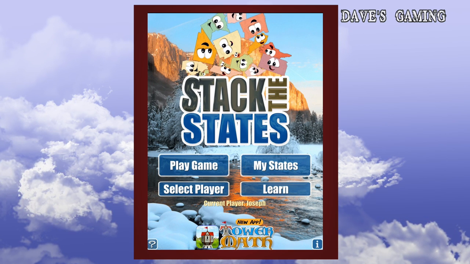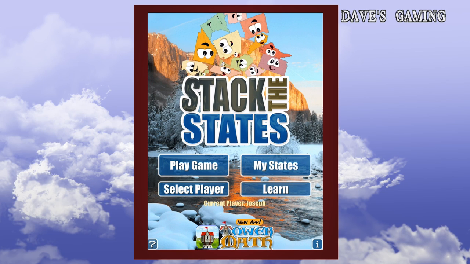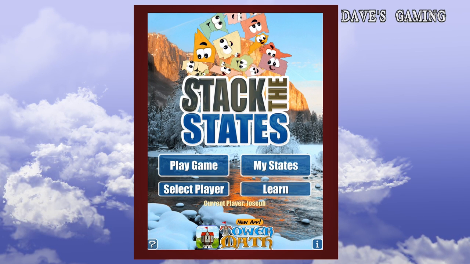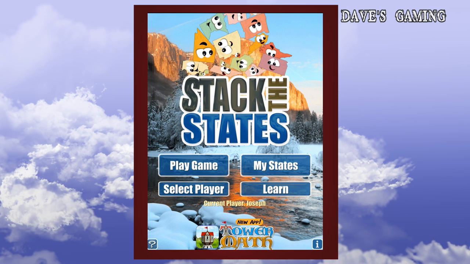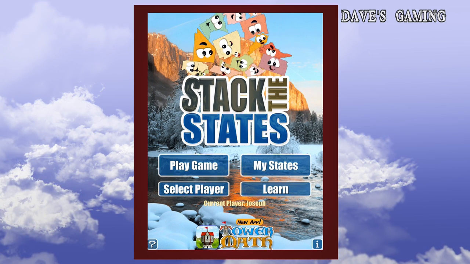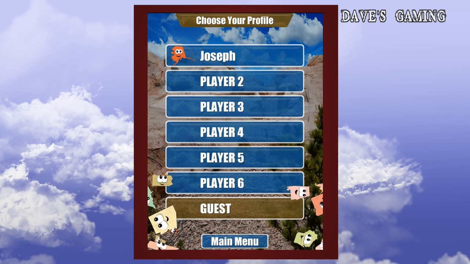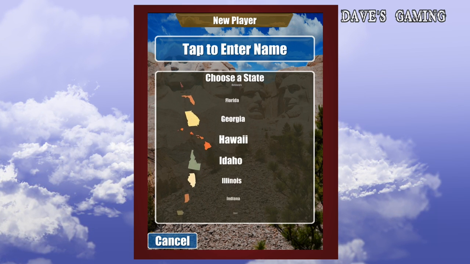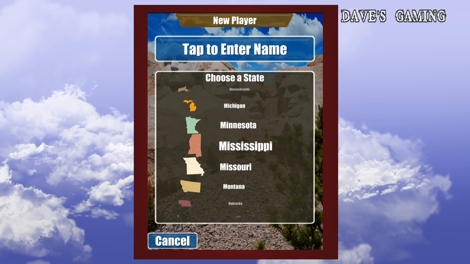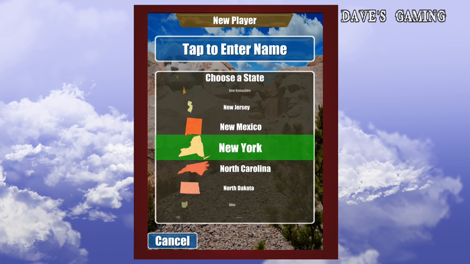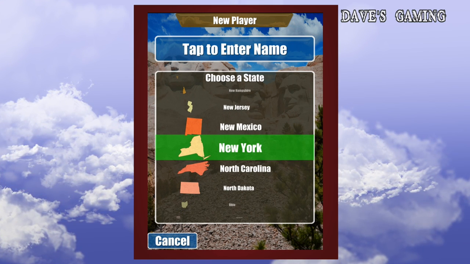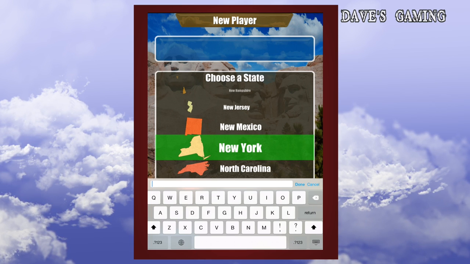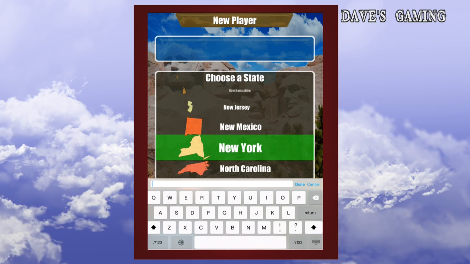This is what they look like. You've got nice smiling faces of the states. Select the player, my states, learn. It's a new application. I think it's free, I don't know if it's free or not, but I've had this game for a while. My son was playing. You see Joseph on top, but I'm going to open a new player. I haven't played this game in a long time, so I don't remember everything. Let me test it. All right, I'm from New York. I've lived in New York for 35 years, so let's mark it New York. I live in Brooklyn, New York. Let's type my name.